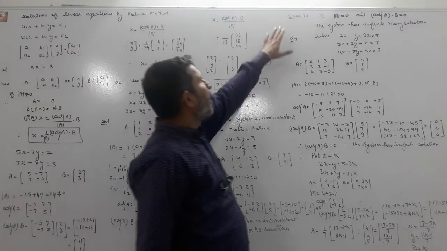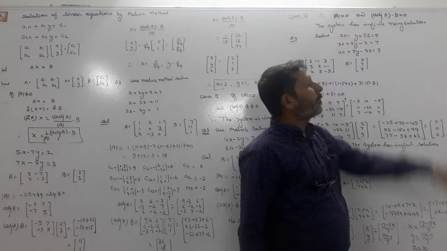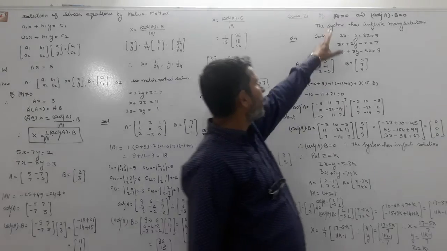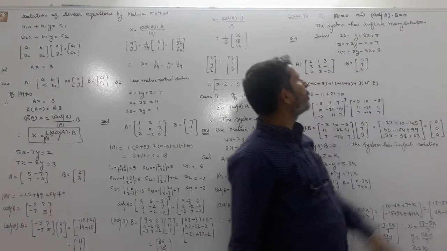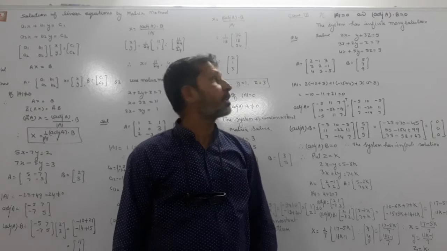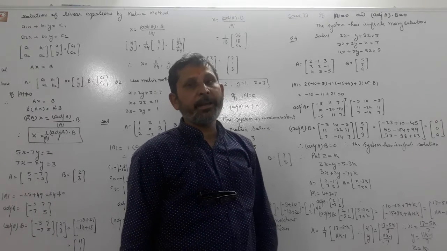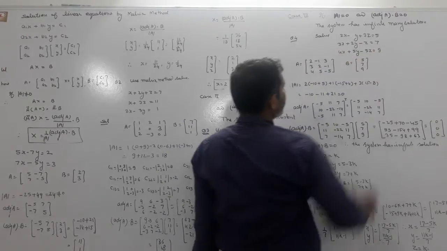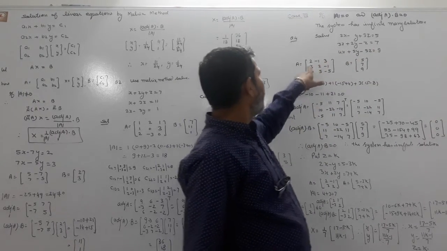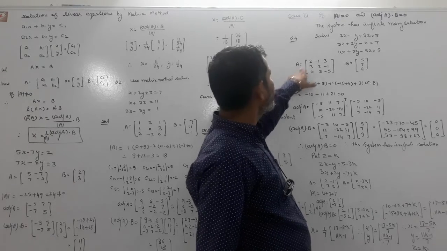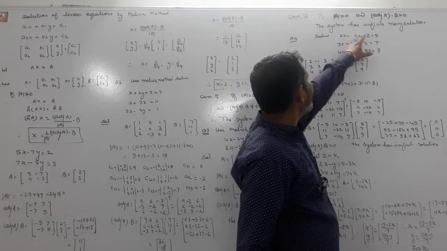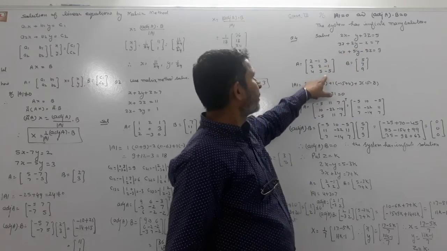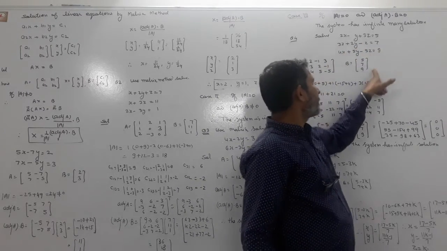Case 3. If the determinant of A as well as the adjoint of A into B equals 0, then the system has infinitely many solutions. For example, solve the equation by the matrix method. Again, A is the matrix of the coefficients 2, minus 1, 3, 3, 2, minus 1, 4, 5, minus 5. And B is the matrix of the constants.